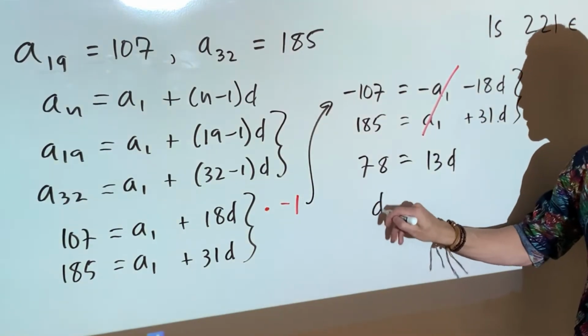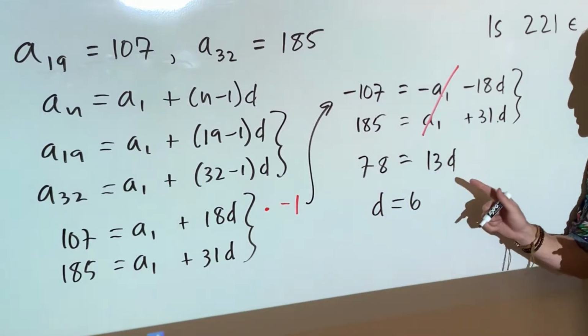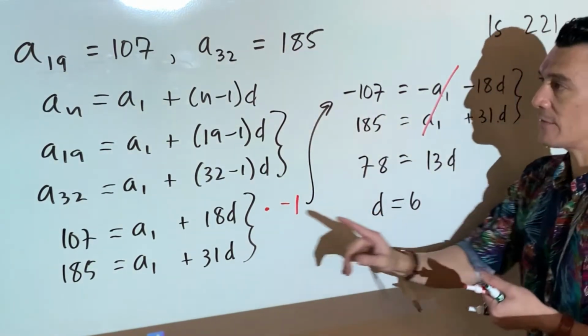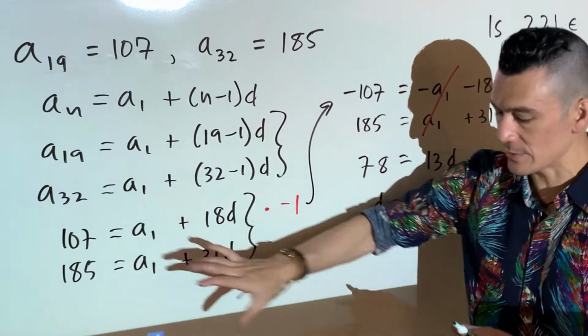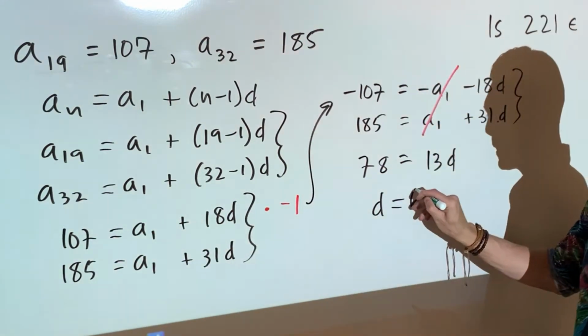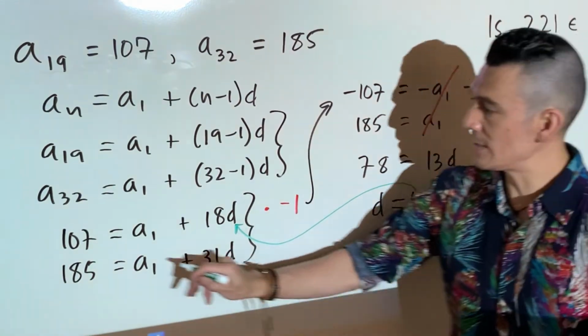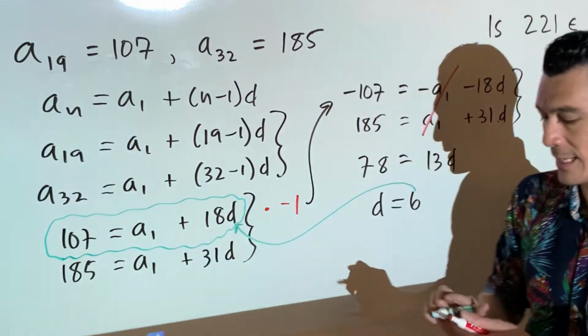Divide by 13. The common difference is actually 6. The common difference is 6. We'll see what that is in a moment. For now, take 6, which is the common difference, and plug it in anywhere into the board to discover the value of A1. I would probably pick one of these two equations. So let's say you took 6 and plugged it in. How about right there? So let's use this green equation here to discover what A1 is.